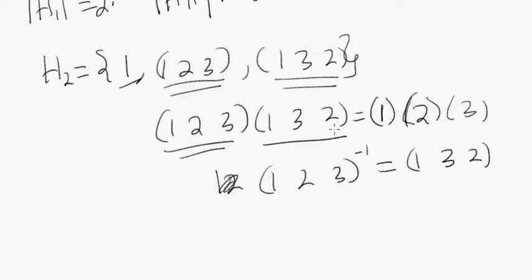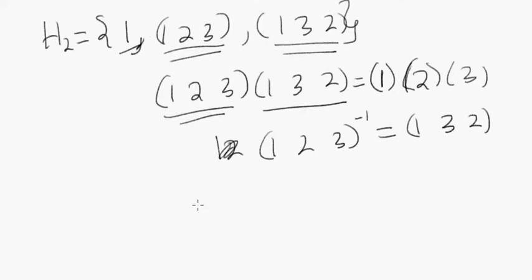Okay, how about if we multiply elements by themselves? Well, 1 multiplied by itself will still give us 1. What about (1 2 3) multiplied by (1 2 3)? What does that give us?